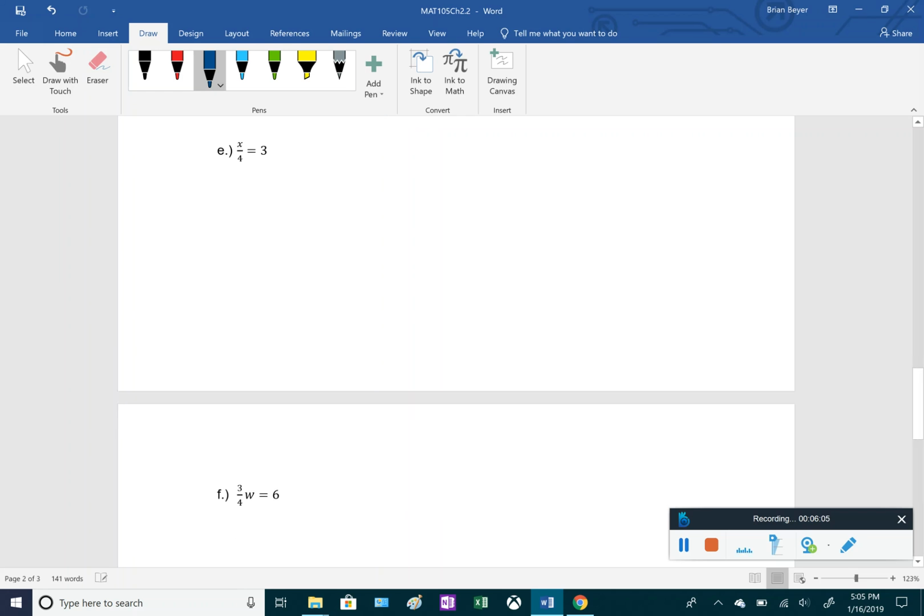All right, so for this next one, it looks a little bit different here. I'm going to rewrite it so I can work with it a little easier. We have x over 4 equals 3. So this is the same thing as 1/4 times x equals 3, if you wanted to think about it that way. So since we're dividing by 4, in order to get x by itself, we need to multiply both sides by 4. Because 4 divided by 4 is 1, so they cancel. We're left with x equals 3 times 4, so x equals 12.